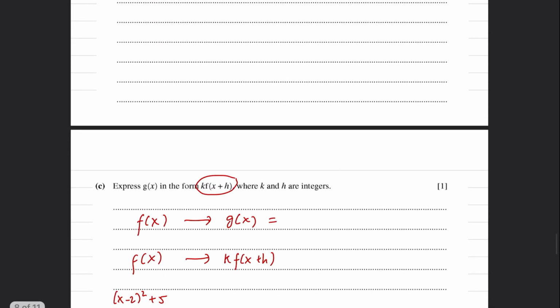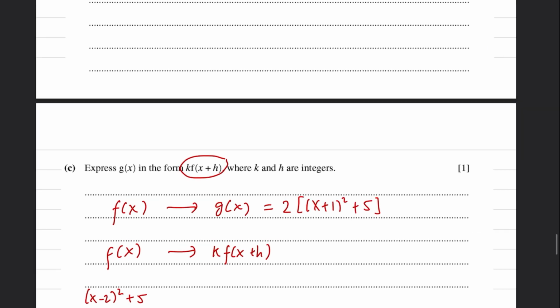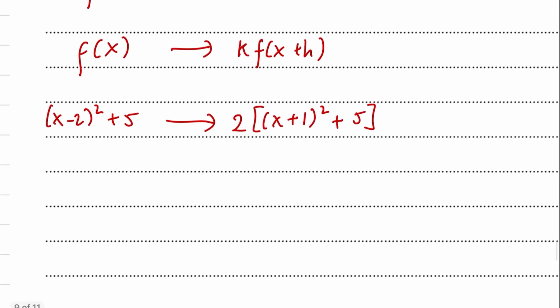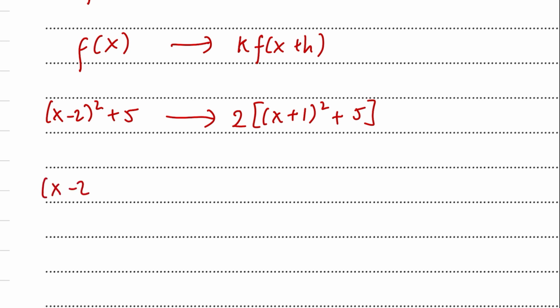So let me write down first. 2(x plus 1) squared plus 5. Okay, now this is my original. I want to change it into this: 2 times (x plus 1) squared plus 5. It's very obvious. The first transformation is we multiply all of my function with 2, because this is 2. You have to multiply by this big guy. So we can multiply this with 2 first. So it becomes 2 times (x minus 2) squared plus 5. This is the vertical stretch.